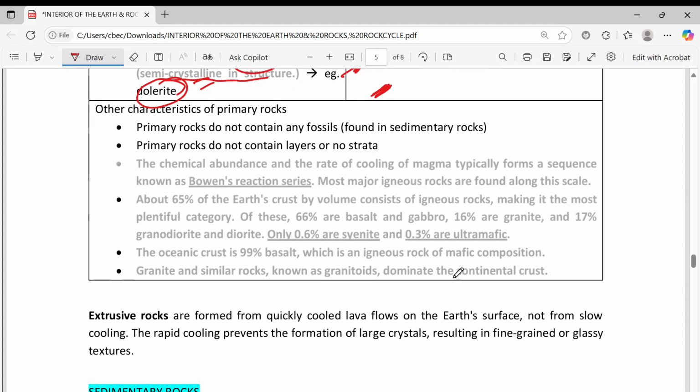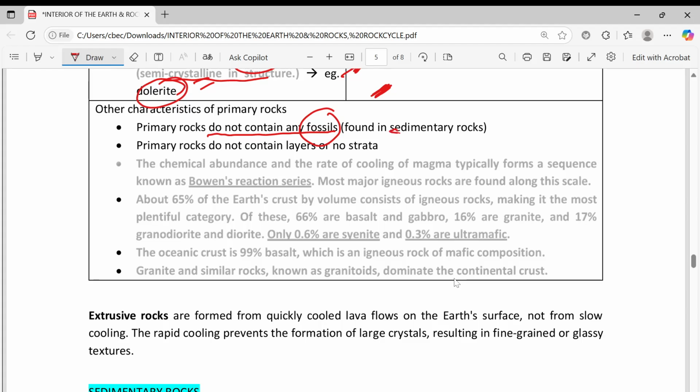Then characteristics of primary rocks, very important. They do not contain any fossils. What is a fossil? Any animal or plant material that is now in the form of coal or petroleum, natural gas, like that. But with that much fire and magma coming, these fossils will get destroyed. For example, when magma comes, coal will be automatically destroyed. So they do not contain any fossils.